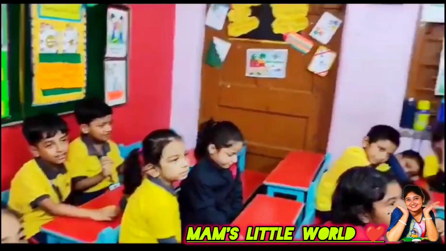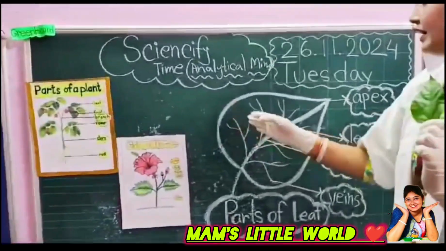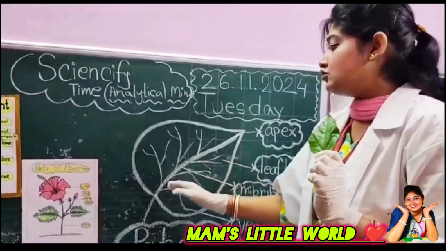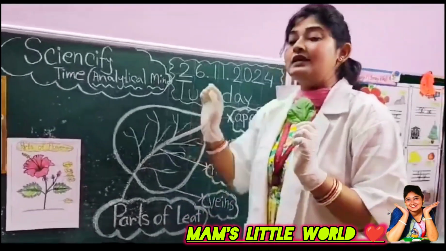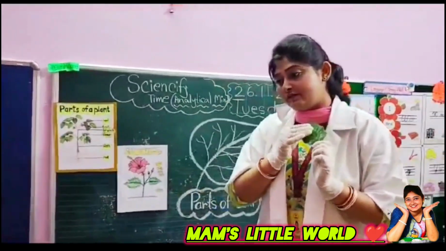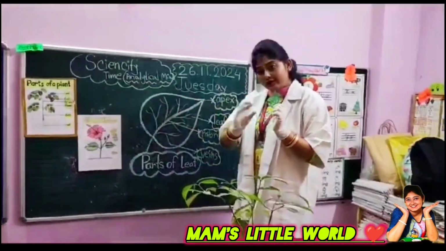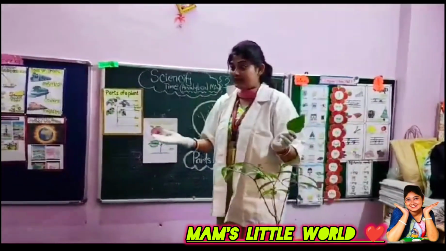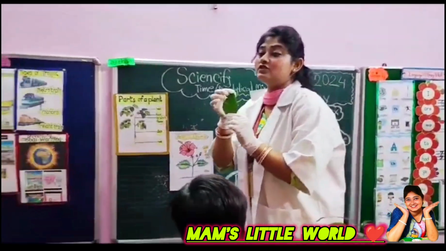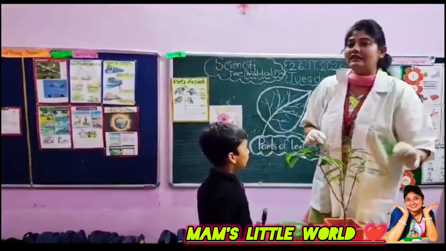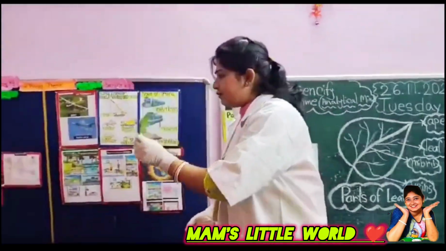And look at the straight line portions which are produced from the midrib. These are called lateral veins. These veins carry water and minerals to the leaves to produce food for plants. The tip of the leaf is called the apex.